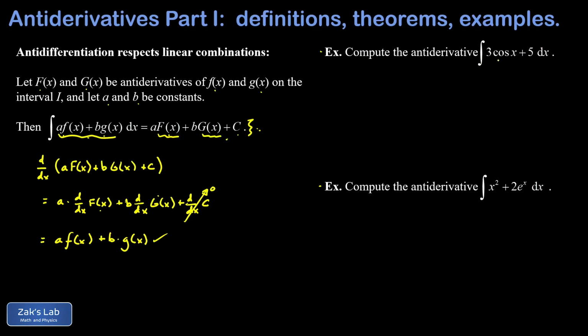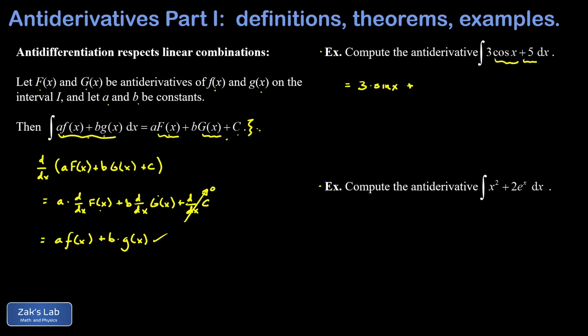I want the antiderivative of 3 cosine x plus 5. And we know that antidifferentiation respects linear combinations. So I just end up with 3 times the antiderivative of cosine. And you simply have to guess here, what do I differentiate to get the cosine function? Hopefully you remember that's just the sine function. And then I have my second piece.